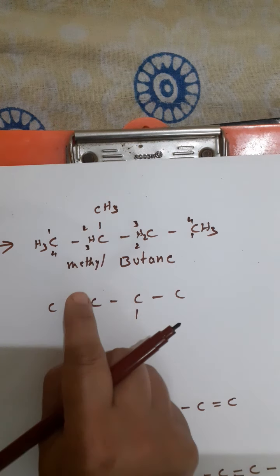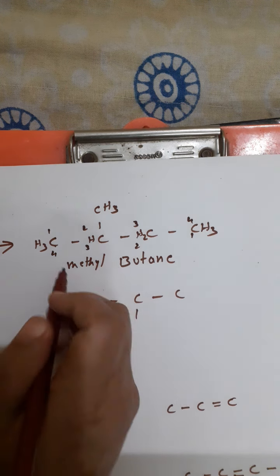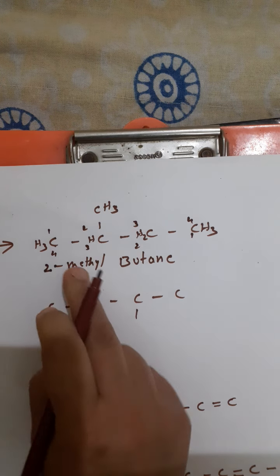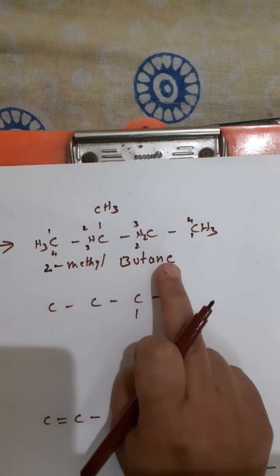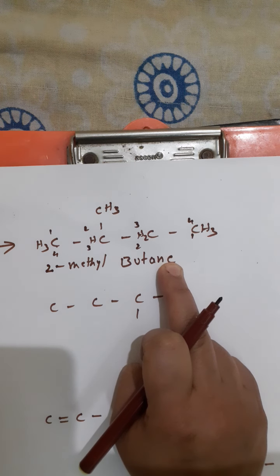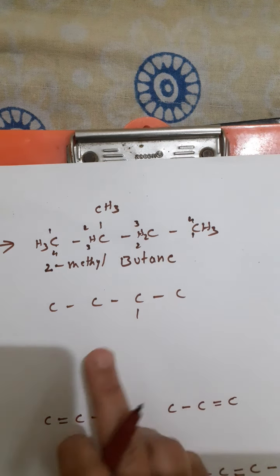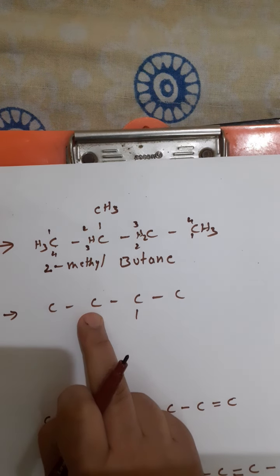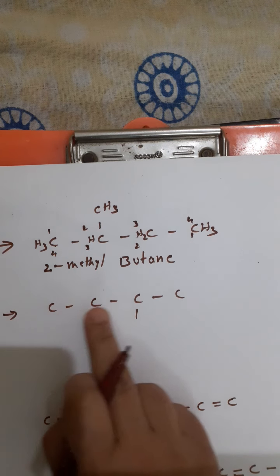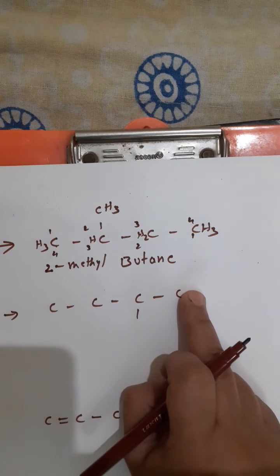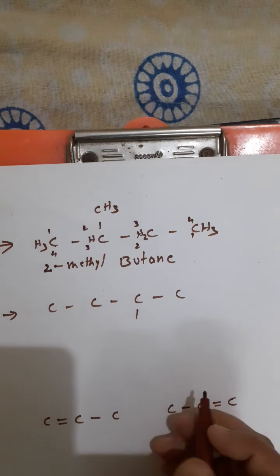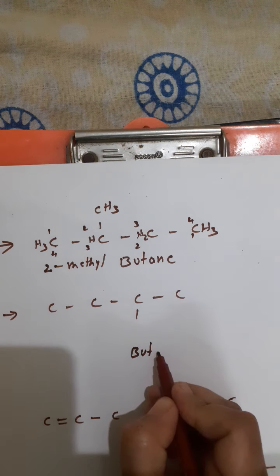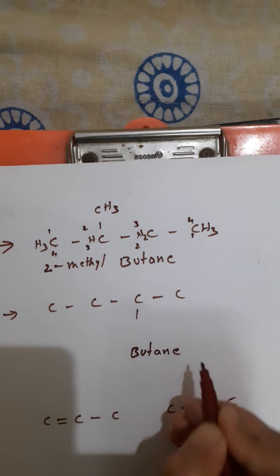So now, that means where is the position of methyl? At 2. So 2, I put a hyphen to separate the number and the word. So 2-methyl butane. So is this clear now? Yes. Now let us take one more example. See. So again, what is rule 1 first, children? We have to identify the longest chain. So this is my longest chain of how many carbons? 4 carbons. So what is my root name? But. And since all are single bonds, it's a butane.